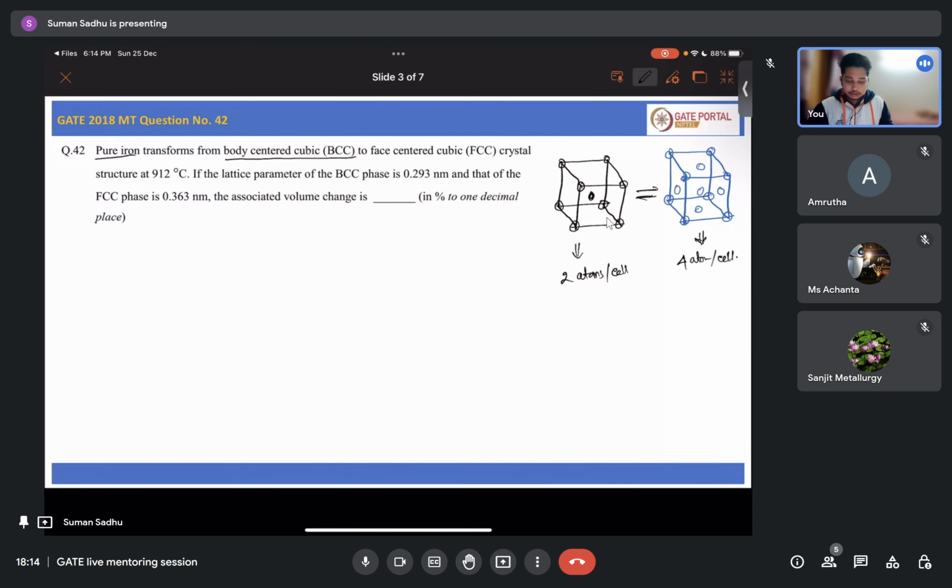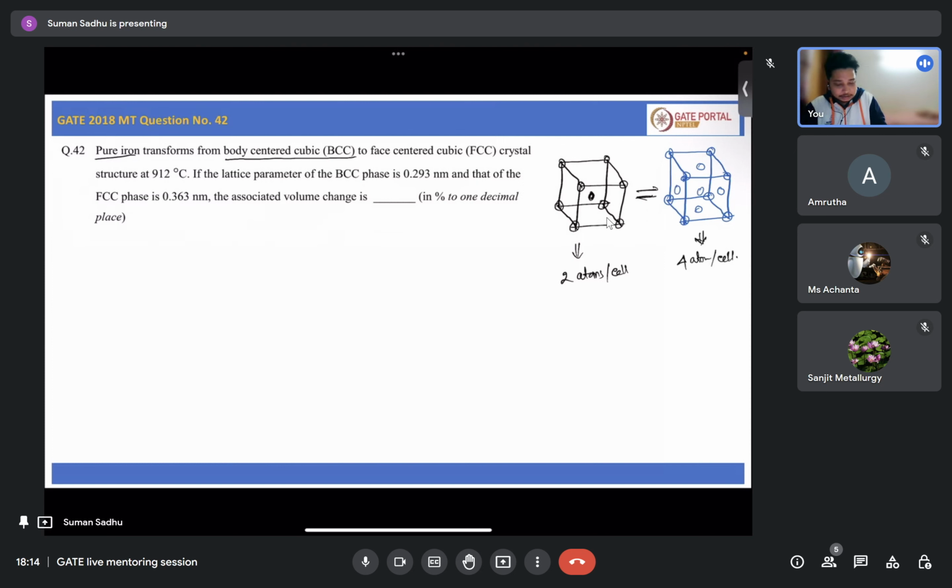So now, the lattice parameter is also given. When the structure was BCC, your lattice parameter was 0.293 nanometer, and when it converted to FCC, the lattice parameter increases a bit. In this case, it is 0.6363 nanometer. Okay. So now we have to find out what is the volume change that is associated. Any one of you can approach how to proceed.